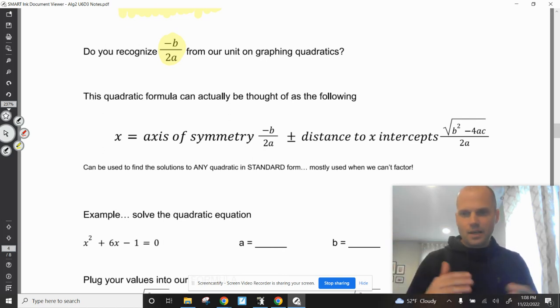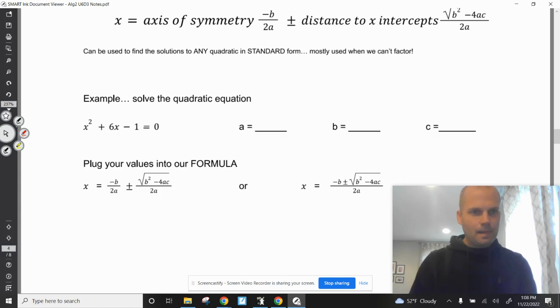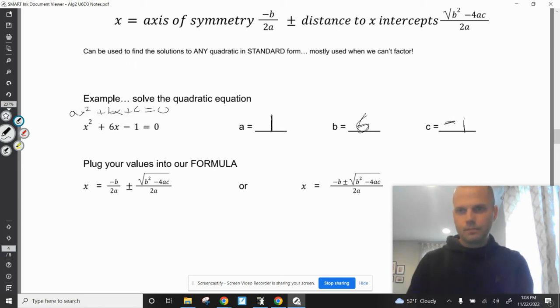Do you have to worry about that? No. Okay, here's what you need to worry about, guys. If we give you a standard form, ax squared plus bx plus c, and you can't factor this easily, but you still want to get the solutions, all you need to do is identify the number a that comes before x squared, the number b that comes before x, and the number c. Okay? Take that, plug it into your formula, and you will get your solutions.